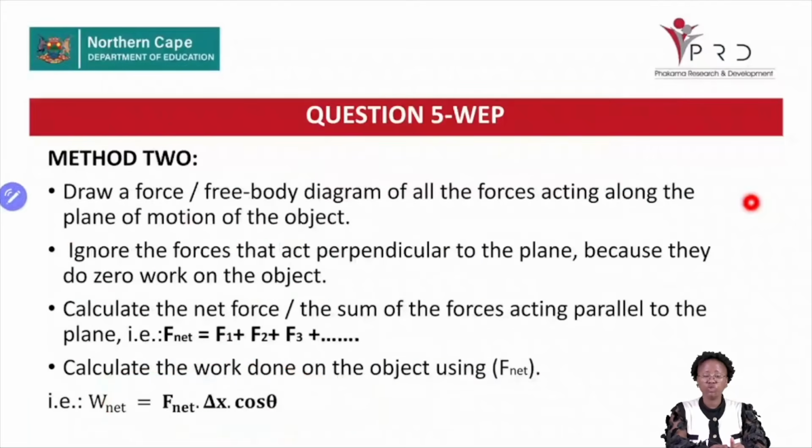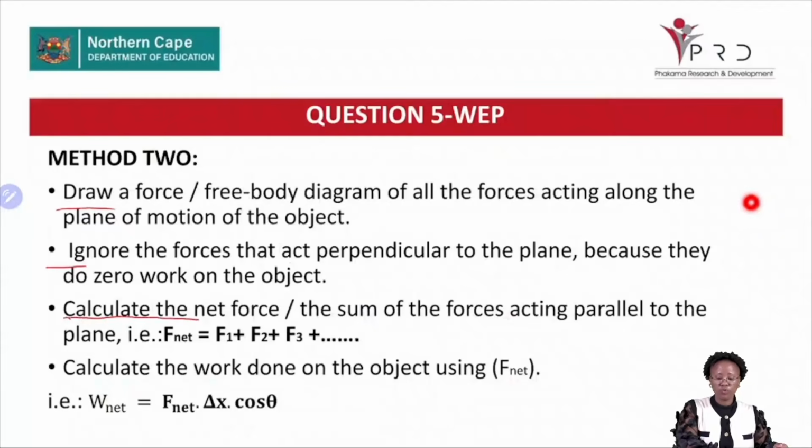The other way you can do it is that you still draw the free body diagram. Then you ignore all the forces that are not doing the work. You draw the free body diagram with only the forces that are doing the work. Again, how will you know that they're doing the work? If the force and the displacement are in the same direction or opposite direction. That's when you know that work is done.